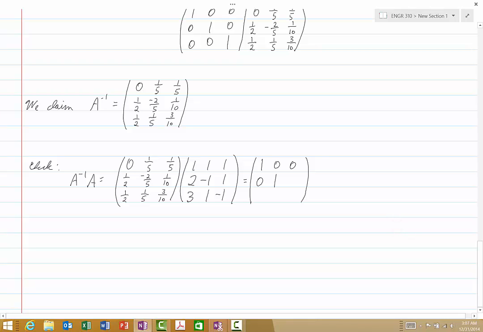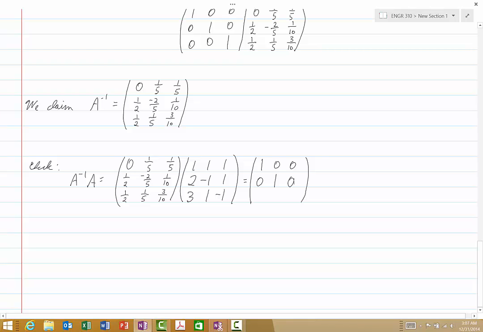And then finally, when we take the second row times this third column, we'll have 1/2, 5/10 of course. So 1/2 times 1 will give us 5/10, minus 2/5, which is minus 4/10. So 5/10 minus 4/10, that's 1/10, and then a negative 1/10, so we get 0.